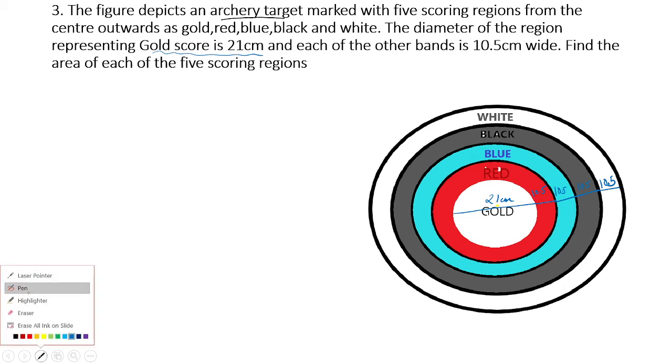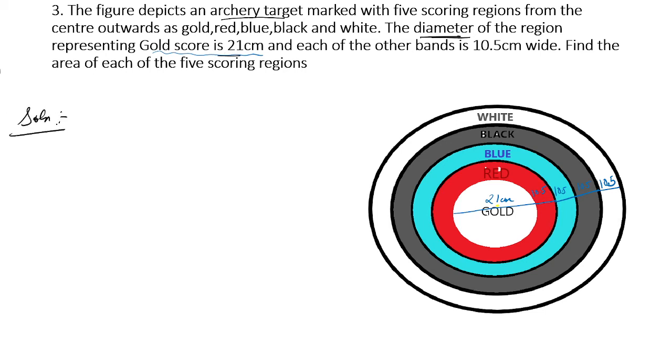Now you look at gold. This is 21 centimeter, the radius of gold? No, it is not, because the question clearly mentions that the diameter of the region of the gold score is 21. We're talking about the diameter. So be careful with that. Do not write the radius as 21 centimeter, because it is written diameter, and diameter means from here to here. And radius means from the center of the circle to the end of the circle. So this is radius, clear? And if you watch the previous video, you'll get a better view of what I mean by diameter, radius and circumference.